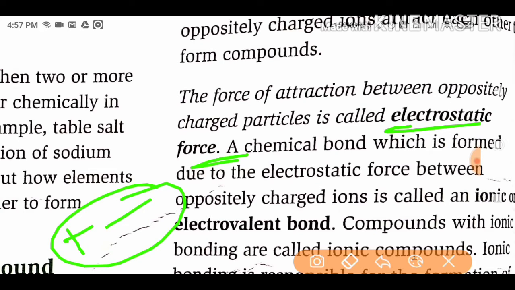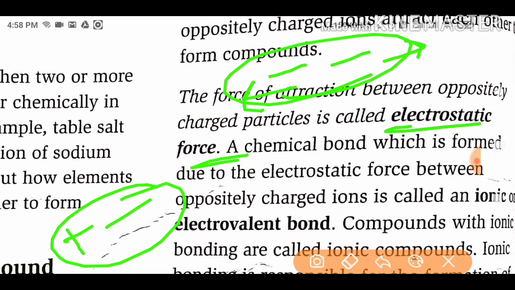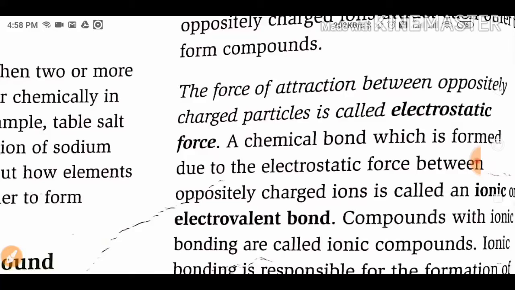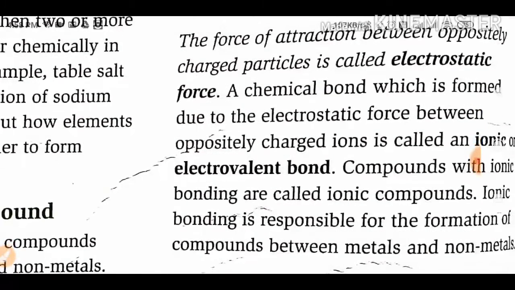We know that same charges repel each other and opposite charges attract each other. Like if there is minus and minus, they will repel each other. One goes there, one goes there, but they will form a compound when the charges are different. A chemical bond which is formed due to the electrostatic force between oppositely charged ions is called an ionic or electrovalent bond.